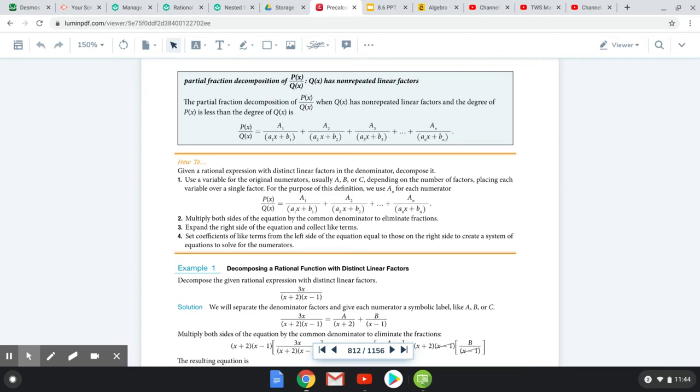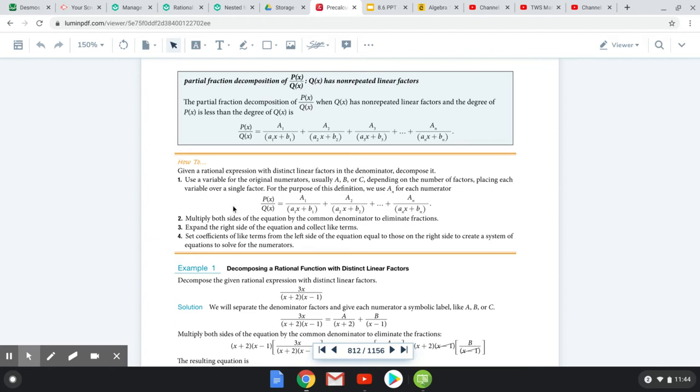Essentially, this is kind of the opposite of what we did back in Algebra 2 with rational equations, where we were adding and subtracting rational expressions, which is a polynomial over a polynomial, right? When we're adding and subtracting those, this is essentially the undoing of that. So we're expanding one rational expression into multiple rational expressions.